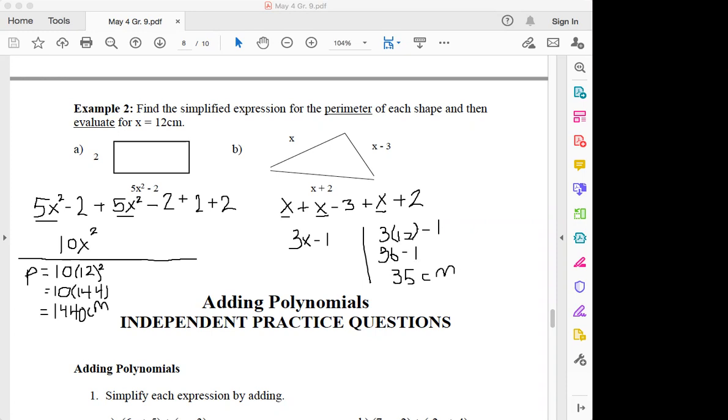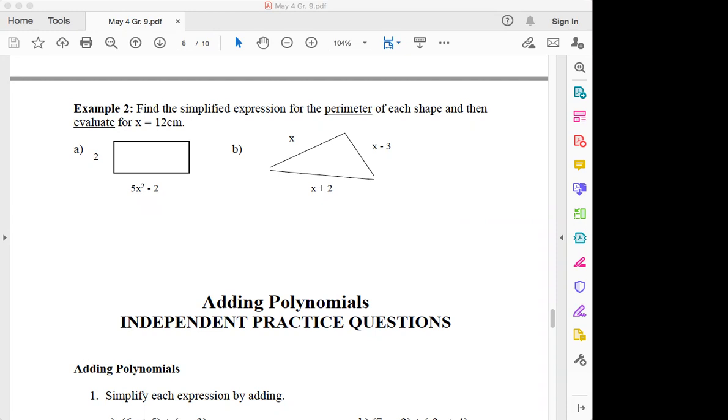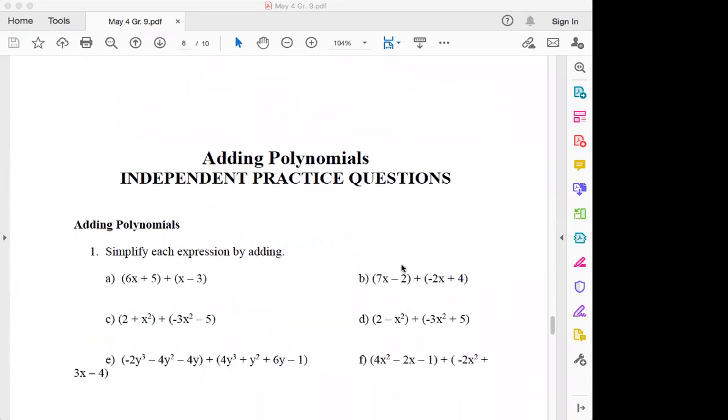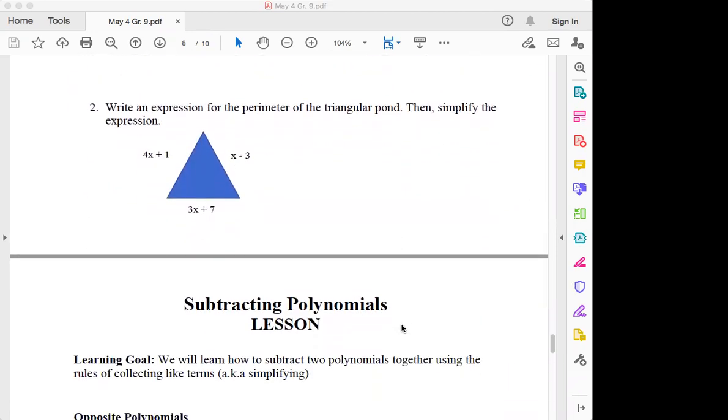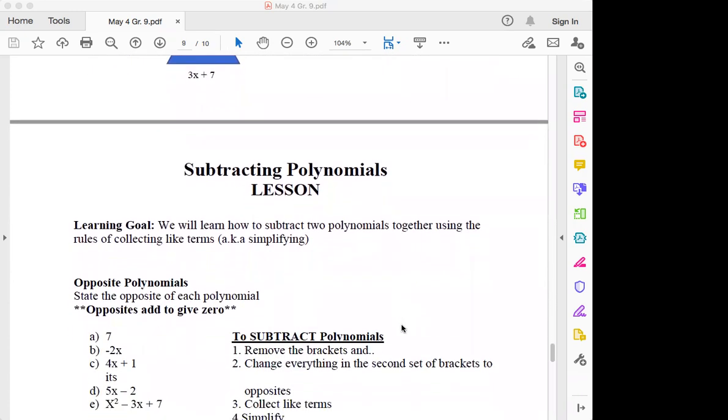So it's relatively easy, I find. Hopefully you guys agree. So I'm going to clear this and I'm just going to go over your work real quick. So for adding polynomials, this should be up here. So you should have plus 3x minus 4.